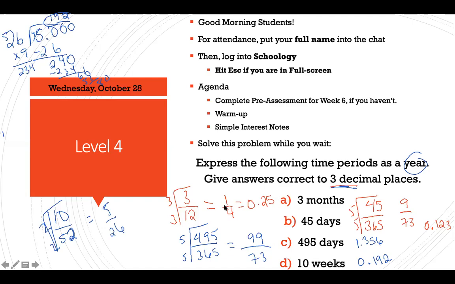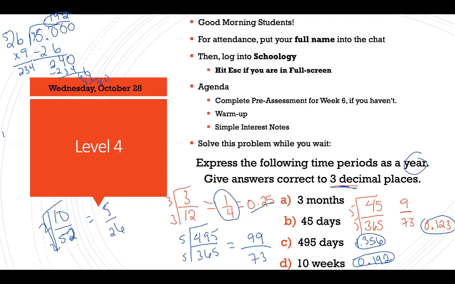So 3 months, you would use a quarter, 1/4, or 0.25. For 45 days, we use 0.123. For 495 days, 1.356. And for 10 weeks, 0.192. I don't need you to remember these numbers right now. What I want you to remember is what we're doing to get these numbers, right?